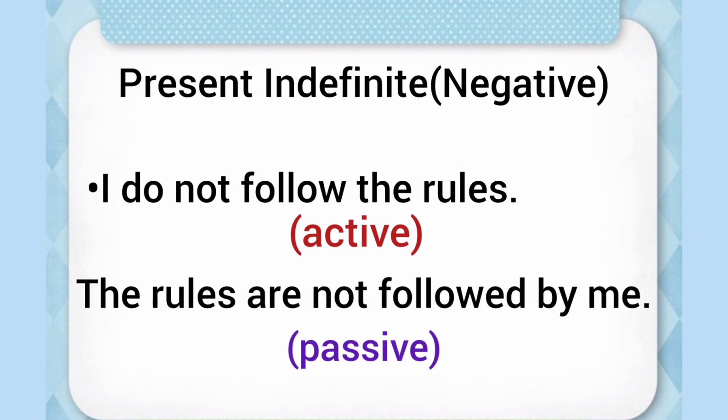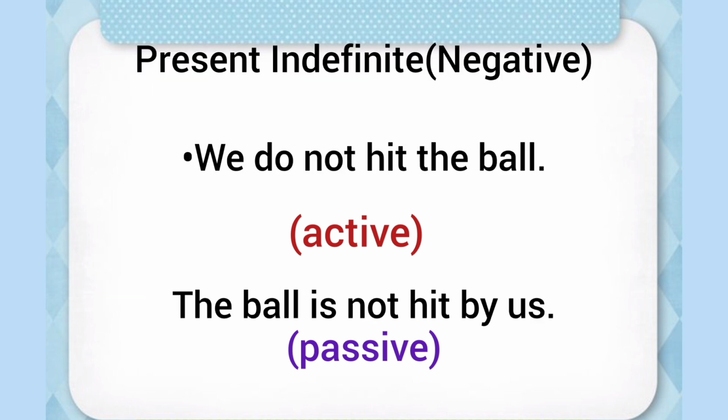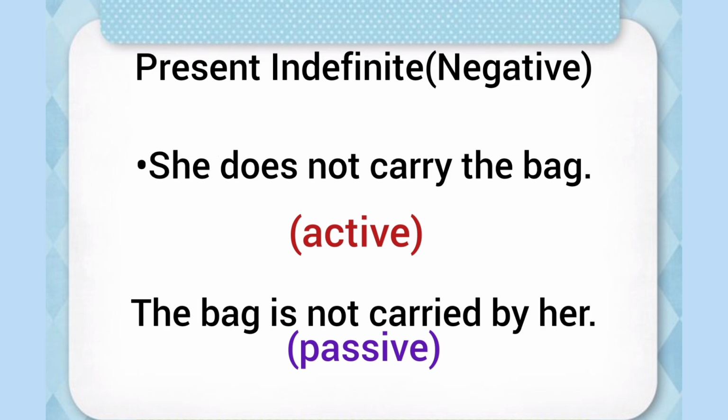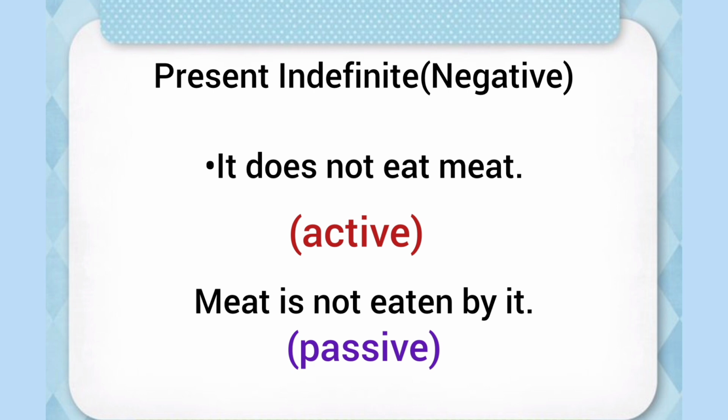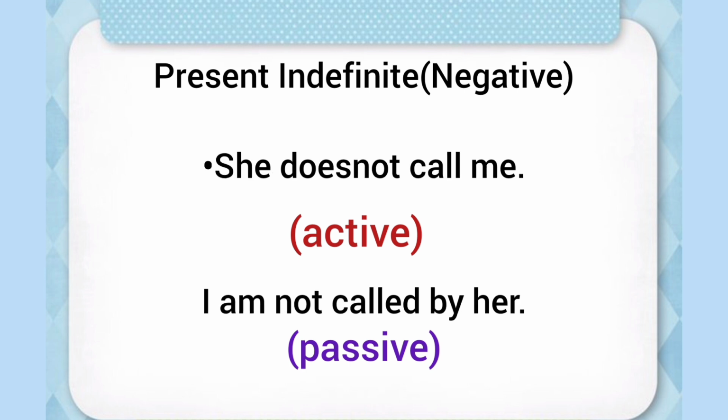I do not follow the rules. The rules are not followed by me. We do not hit the ball. The ball is not hit by us. She does not carry the bag. The bag is not carried by her. He does not receive a gift. A gift is not received by him, because gift is singular. It does not eat meat. Meat is not eaten by it. She does not call me. I am not called by her.